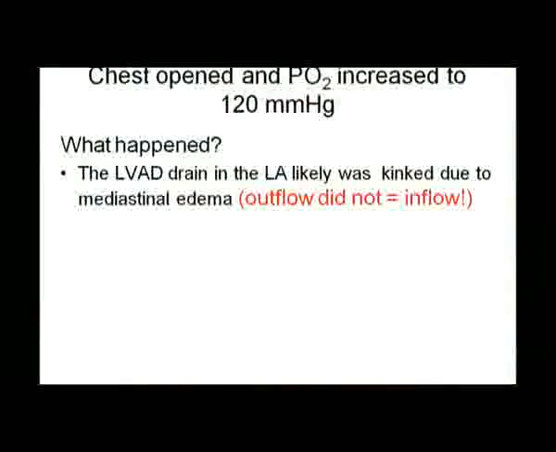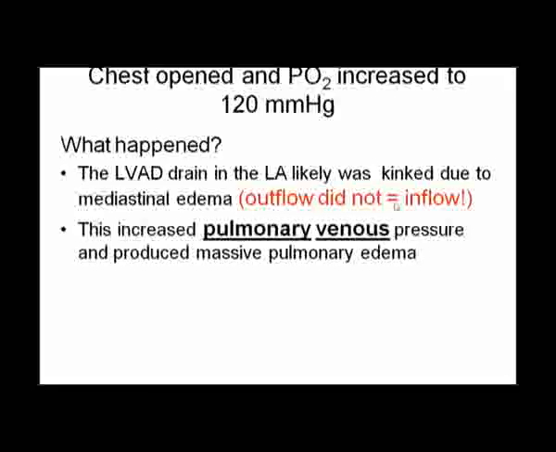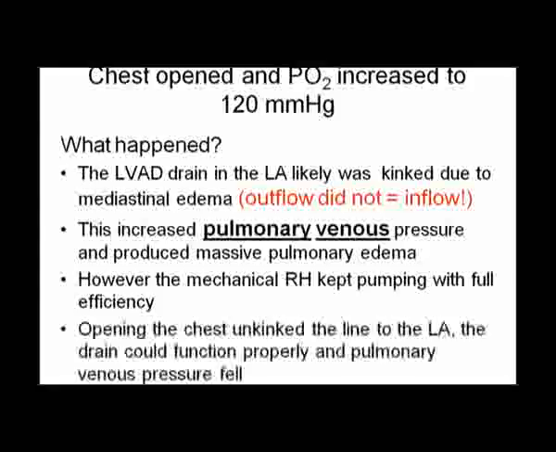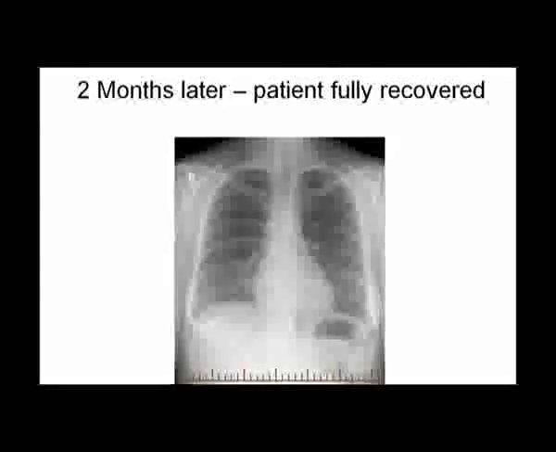The LVAD drain, so in this situation you have both, so you have a right heart pumping blood into the lungs, but you drain it from the left heart, from the left atrium, and then put it back in the aorta. So that drain from the pulmonary venous system was probably kinked due to probably the mediastinal edema. When they opened the chest, they unkinked it, and now it wasn't a problem. This is the example of outflow not matching inflow. So this increased pulmonary venous pressure produced massive pulmonary edema, and she was in trouble. And this is her x-ray. 2 months later, she walked out of hospital alive and functioning.